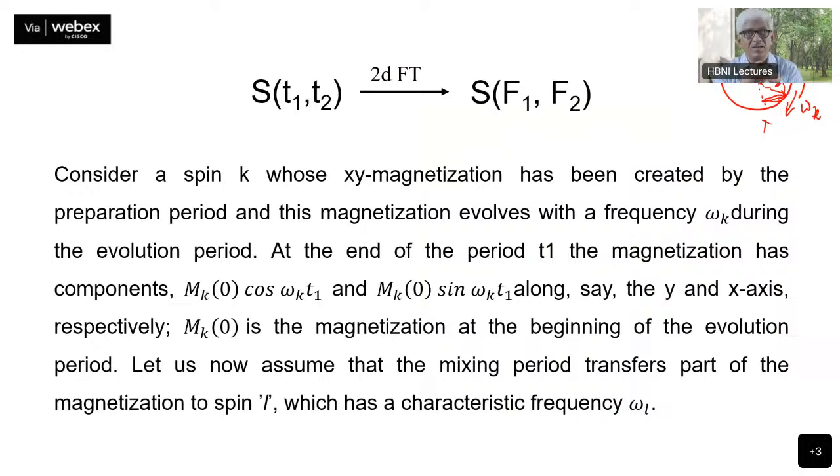Sine component, right? So therefore, the cosine component is MK0 cosine omega k t1 and MK0 sine omega k t1 along the y and the x axis respectively. Okay, I've written MK0 as the magnetization at the beginning of the evolution period. Now let us assume that the mixing period transfers part of this magnetization to spin L. So far it is K spin. Now the mixing period comes. At the end of the T1 period, this is what the magnetization condition is of the K spin.